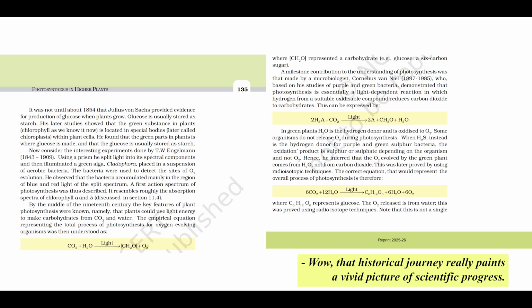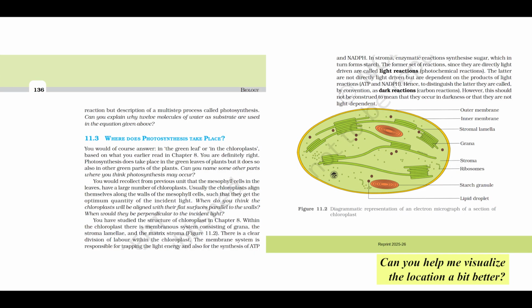Wow, that historical journey really paints a vivid picture of scientific progress. It wasn't just one person, but building blocks over time. But if it's such a complex, multi-step process, where exactly does all of this intricate chemistry take place inside the plant? Can you help me visualize the location a bit better?